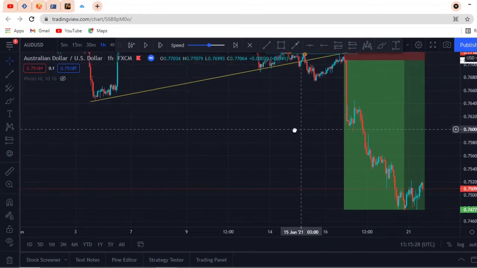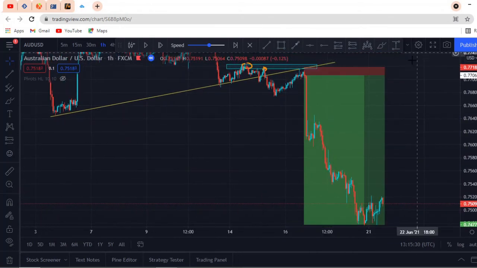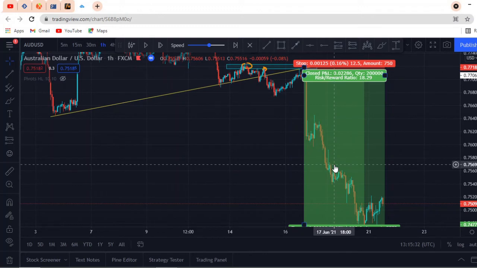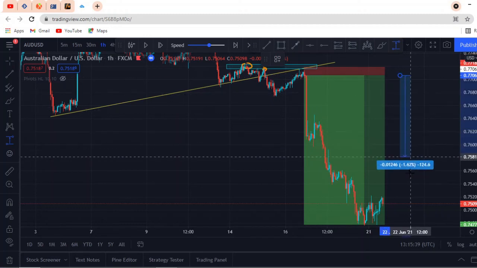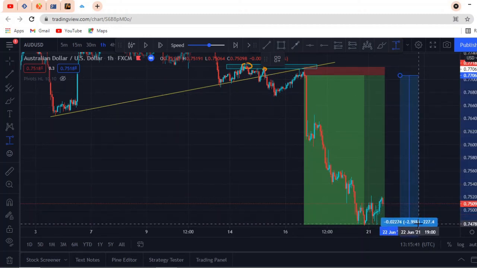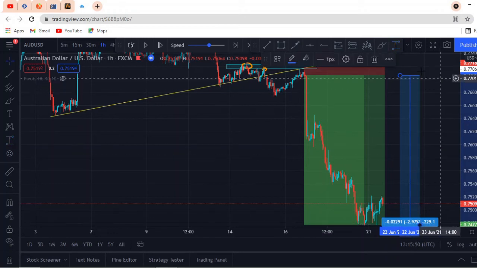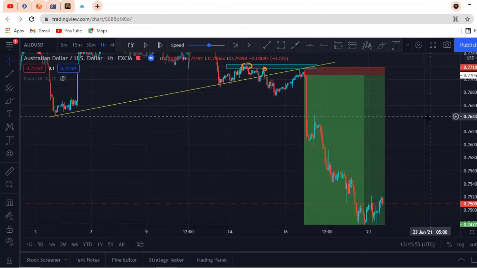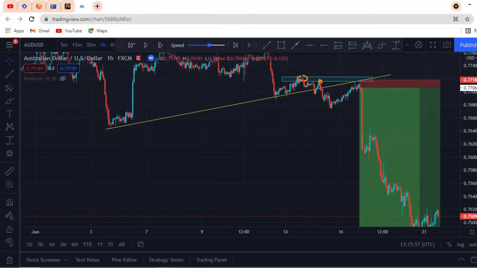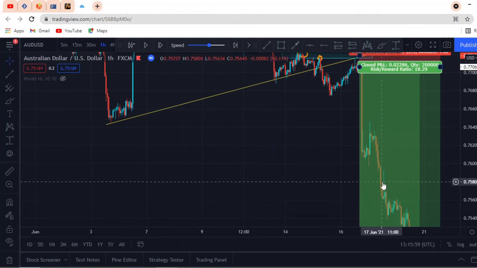18.29 times. If you risk 1%, you could have made 18.29%, right? And how many pips are those? That is a clean 230 pips. So this is a very nice, amazing breakout strategy that you can use to catch big moves like this.